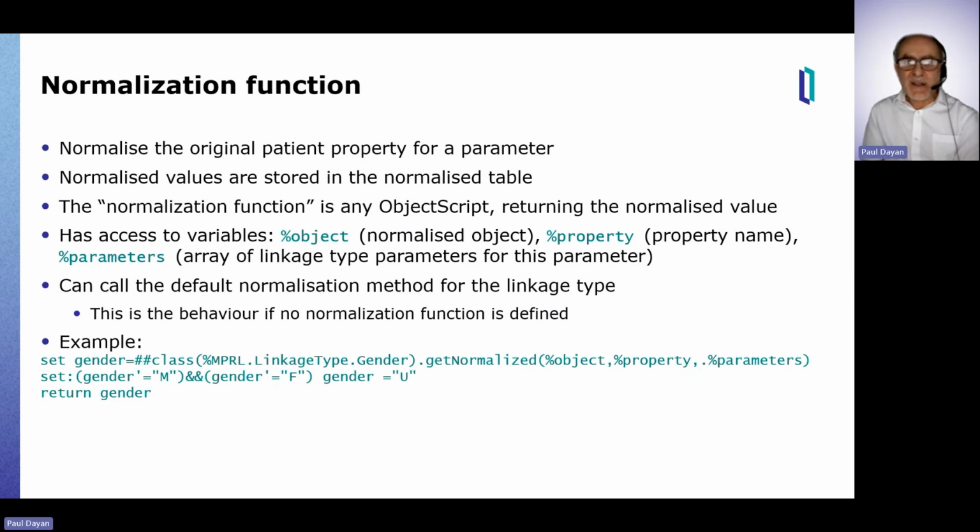Your code has access to the normalized object, the property name, and the configuration settings on the linkage parameter. Your code must return the normalized value. This example calls the default behavior for the gender linkage type and then converts anything that is not M or F to unknown.